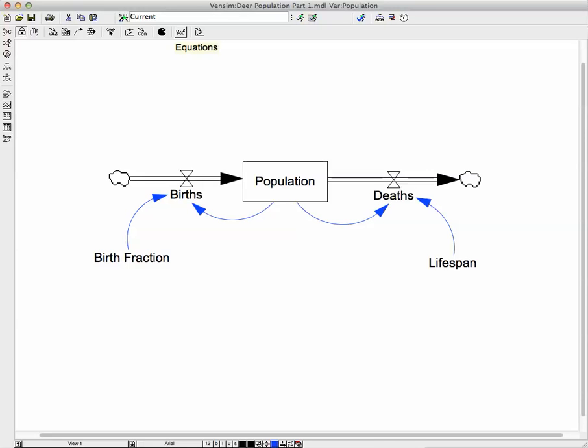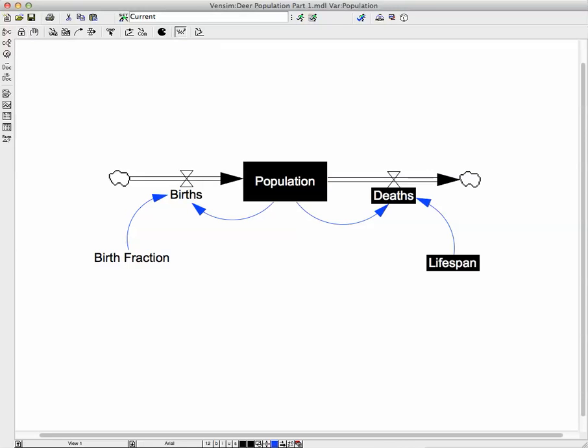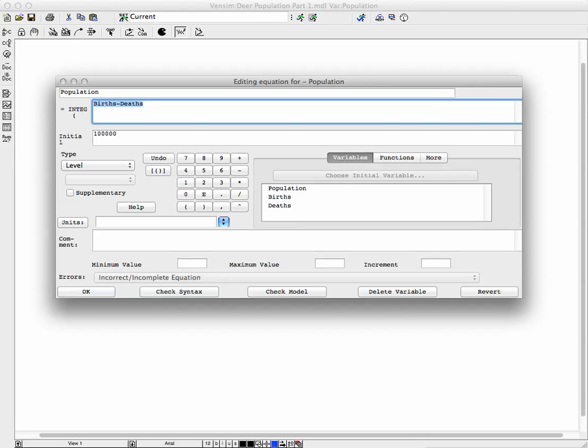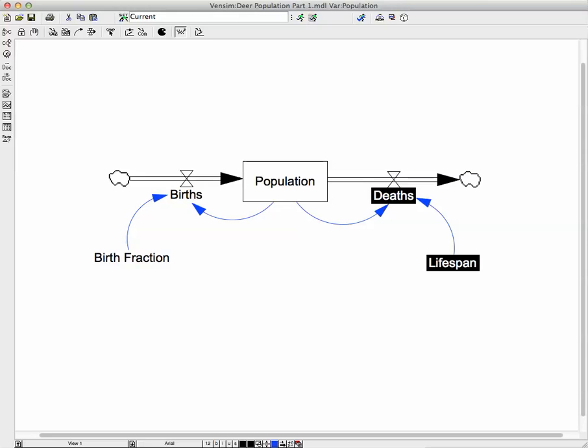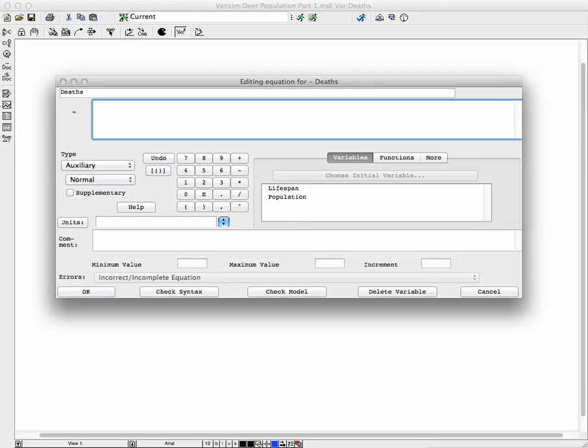We need to check our equations, so we're going to push the button for equations, and these things pop up here. So we're going to look at the population: it is births minus deaths, and the initial value is going to be 100,000. The equation for deaths is going to be the population divided by the lifespan. So what does that mean?